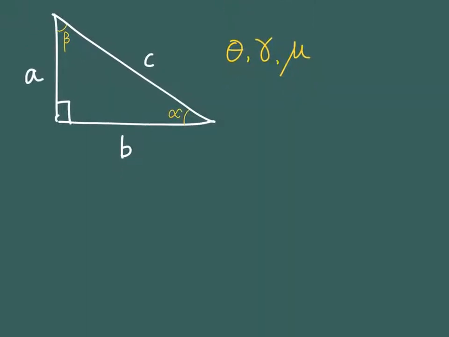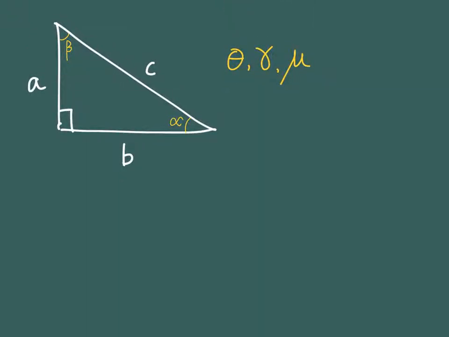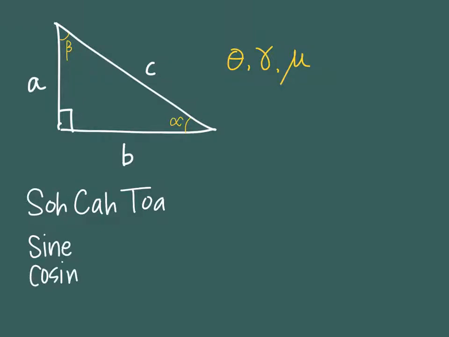So that leads us to SOHCAHTOA. S-O-H-C-A-H-T-O-A. SOHCAHTOA is a funny little made-up word that helps us remember the three relationships of a triangle. They are sine, cosine, and tangent. That's where the S in SOHCAHTOA comes from. It's where the C comes from. It's where the T comes from.